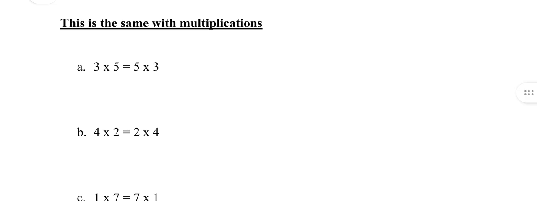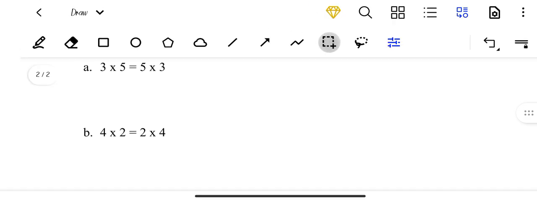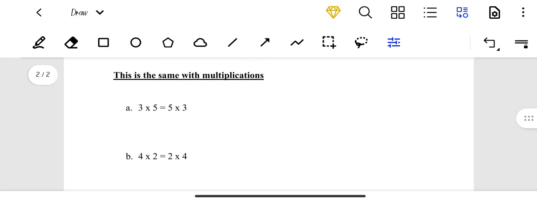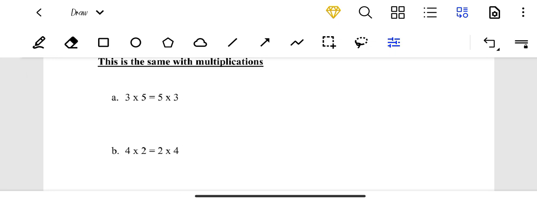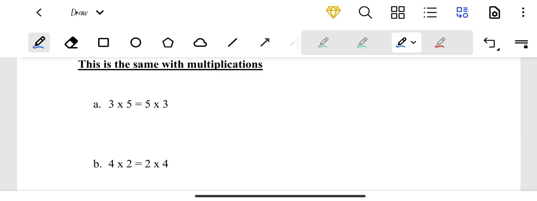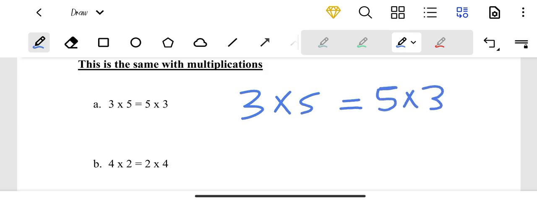So, let's say we're looking at number sentences, but we are looking at multiplication. This is the same with addition. How am I going to prove this? If we have 3 multiplied by 5, it's also equal to 5 multiplied by 3.